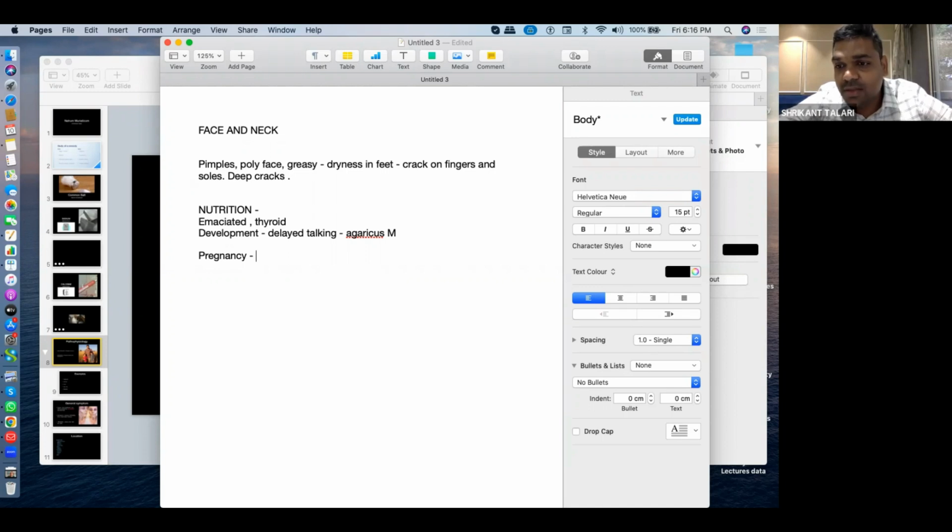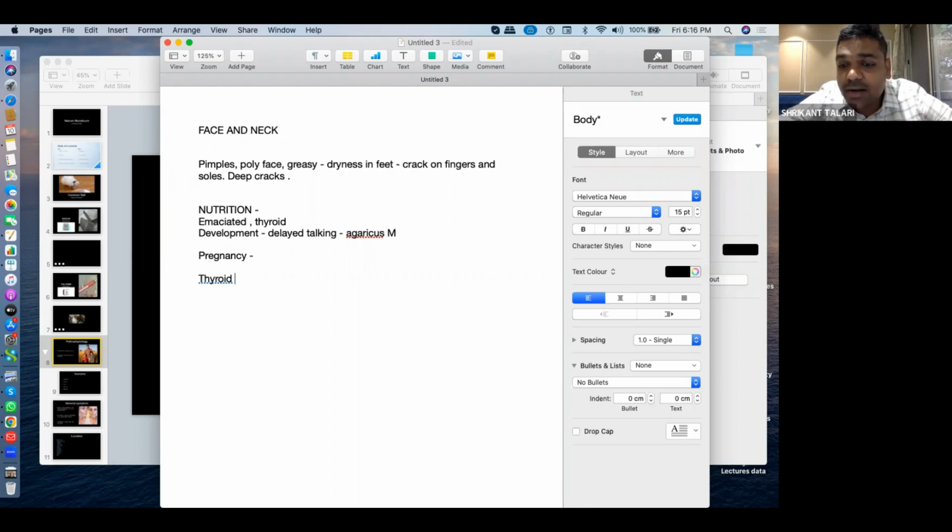Get this? So preeclampsia, eclampsia during pregnancy, less amniotic fluid, excess amniotic fluid, growth of the child is not happening properly, growth of the mother is not happening properly, mother is not gaining weight, mother in spite of eating is losing flesh. Getting this? So you have all thyroid.